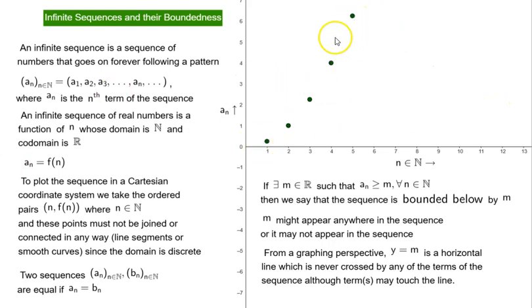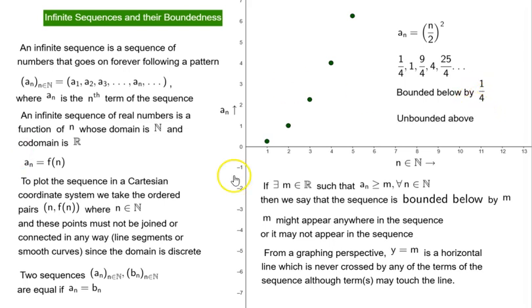Now let's look at this sequence. This is a sub n equal to n by 2 squared. So basically we have 1 by 2 squared, 2 by 2 squared, 3 by 2 squared, 4 by 2 squared, and so on. After simplification, the terms are 1 by 4, 1, 9 by 4, 4, 25 by 4, and so on. Here, it is bounded below by 1 by 4, and it is unbounded above.